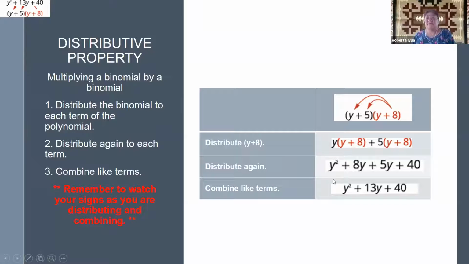You will distribute the y to each of the y plus 8, and then the 5 to the y plus 8. And we get y squared plus 8y plus 5y plus 40. And we will combine like terms, and the like terms are the 8y plus 5y, which will be 13y.